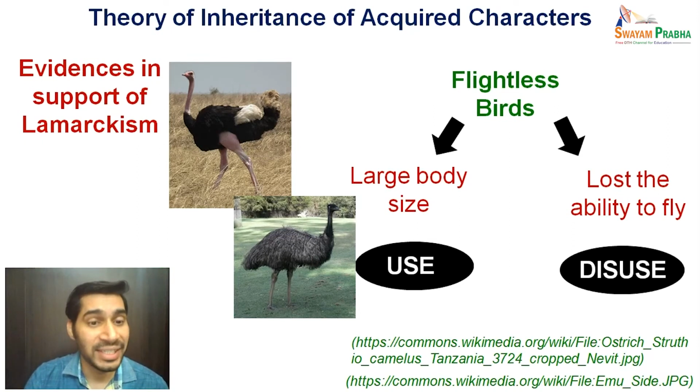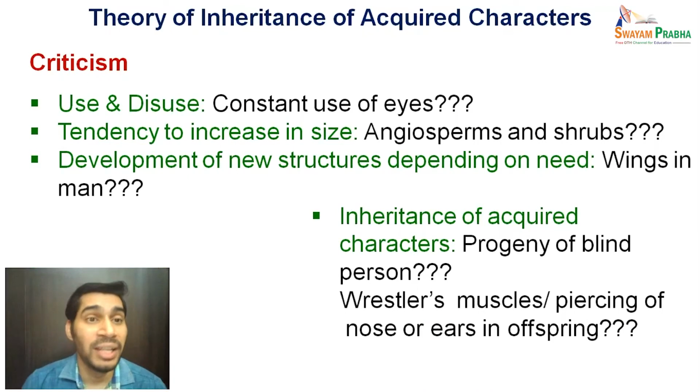Now, besides this evidence in support of Lamarckism, there were many criticisms as well. For example, the first thing which was criticized was use and disuse as given by Lamarck.